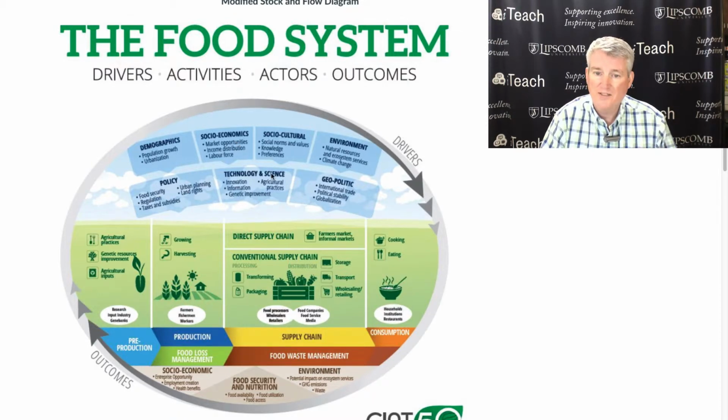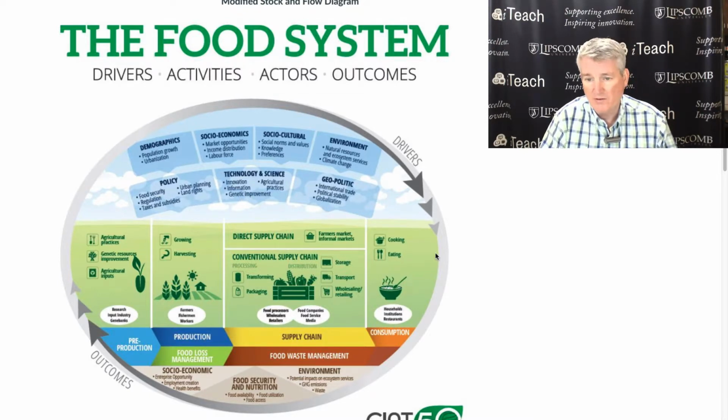And of course, technology and science, right here in the middle, partners a lot with the environment and is really what drives the efficiency of our production system: new ways of producing food, new genes or old genes, as it were, combined in different ways, and the agricultural practices, which are outlined in the table that you'll see in a few minutes. So these are all of our drivers.